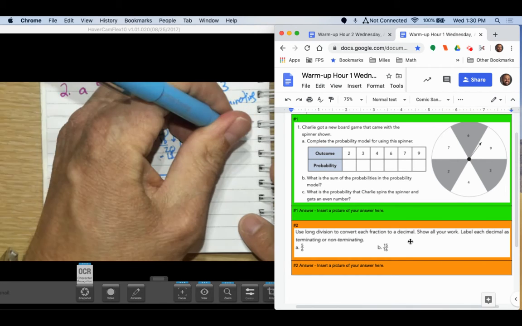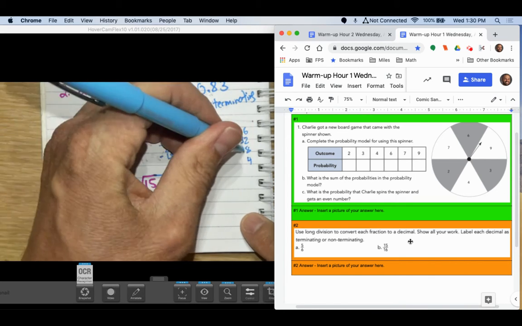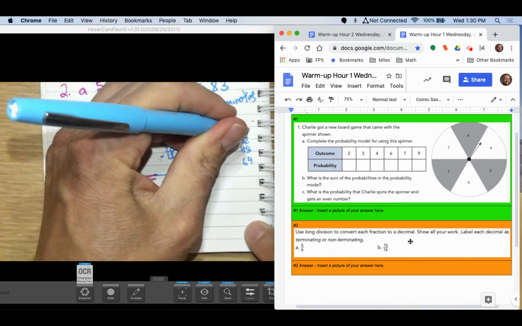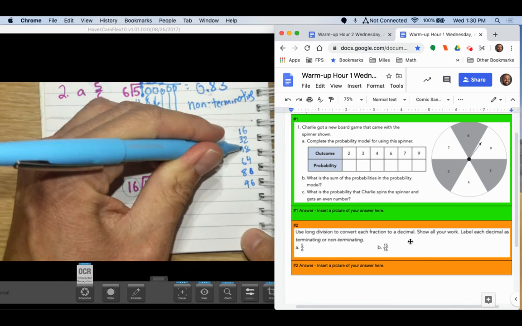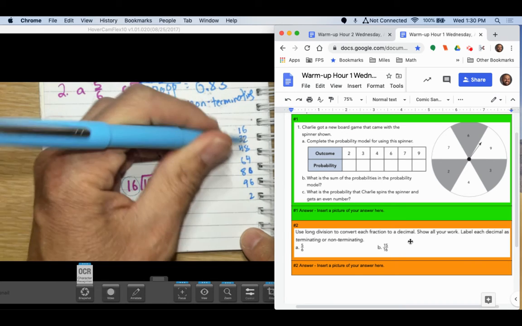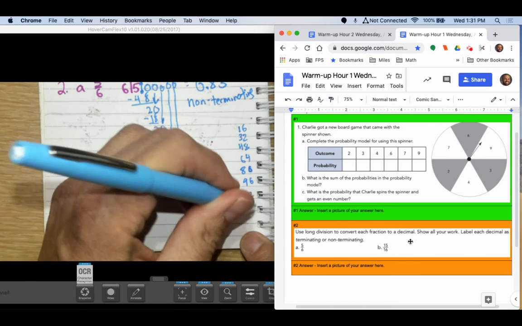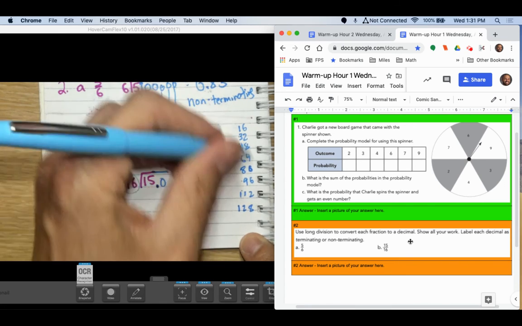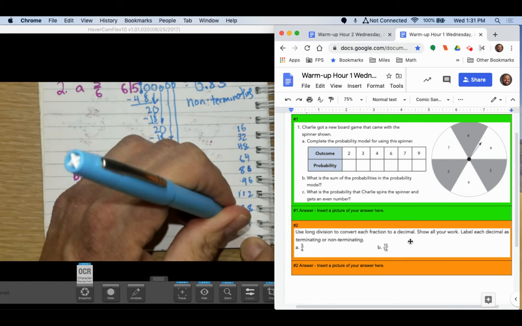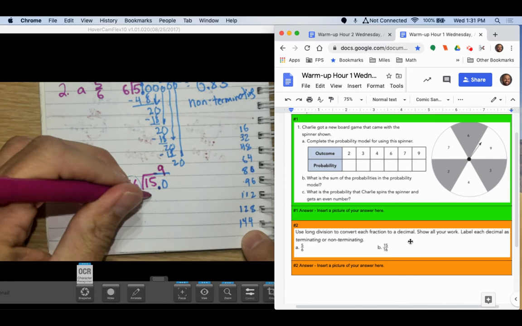When I have a 2-digit divisor like that, I like to make it a little bit easier by listing the multiples of 16. So 16, 32, 48, 64, 80, 96, 112, 128, 144. Okay. And if I look at this problem, 144 is my first winner. So I'm going to put 9 in. 9 times 16 is 144.